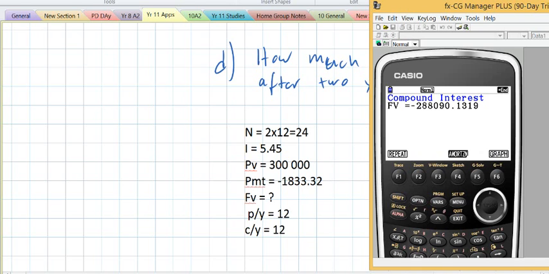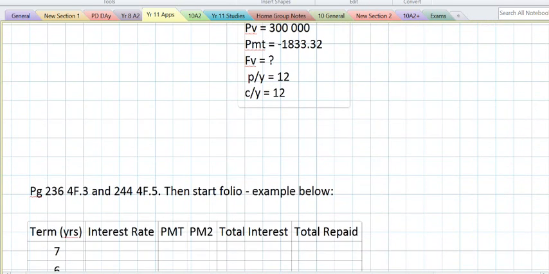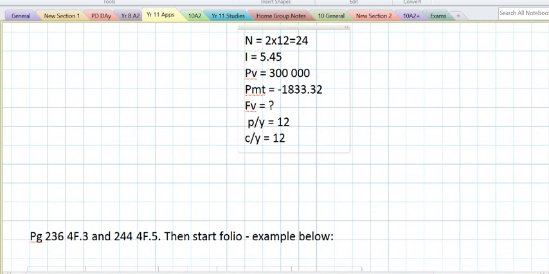Alright. These become easier with practice, so what I'd like you to do is go to page 236 for F.3, and there are 4 questions there, and then for F.5 there are 3 questions, and then we'll go on to the folio.